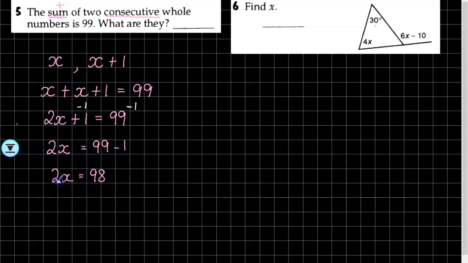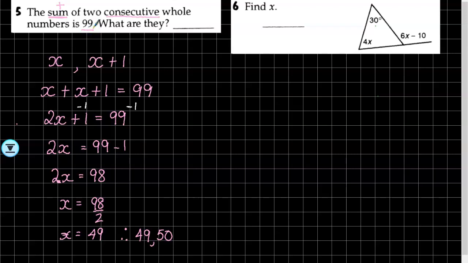And now to get rid of a times 2, we're going to divide both sides by 2. Or in other words, what do I do to get rid of this times 2? I divide the other side by 2. So 98 over 2, and we get x equals 49. Now you haven't finished, because remember it did say what are the 2 numbers. So we've got the 2 numbers, one is 49 and the next consecutive one is 50. And just double check, is 50 plus 49 equal to 99? Absolutely, we know we're right, we move on.